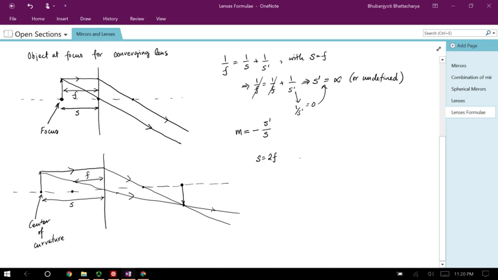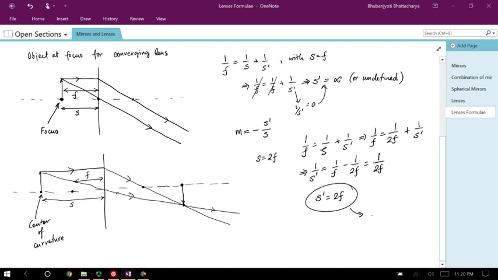So if S is equal to 2F, let's plug that into our formula. We have 1 over F is equal to 1 over S plus 1 over S prime, so 1 over F is equal to 1 over 2F plus 1 over S prime. If I rewrite this, I get 1 over S prime is equal to 1 over F minus 1 over 2F, which is also equal to 1 over 2F. So S prime is equal to 2F. This is a positive S prime, so this distance, the S prime, must be equal to 2F if S is equal to 2F.